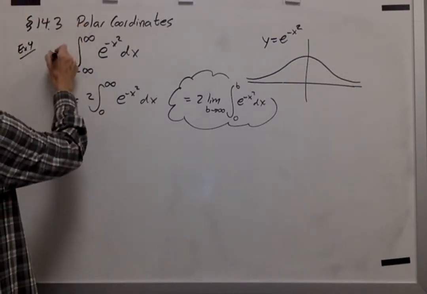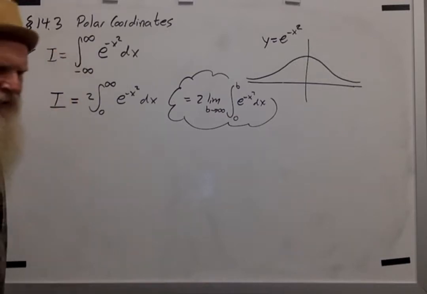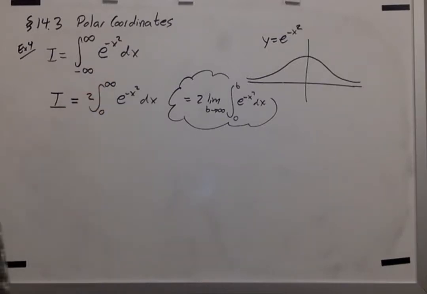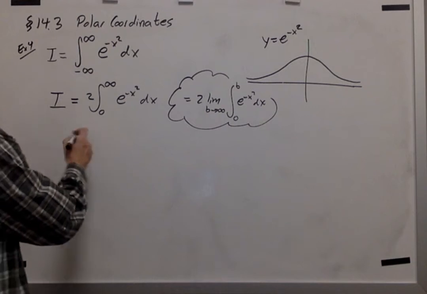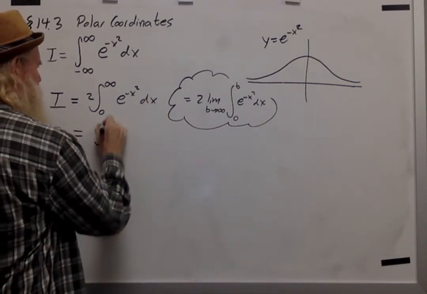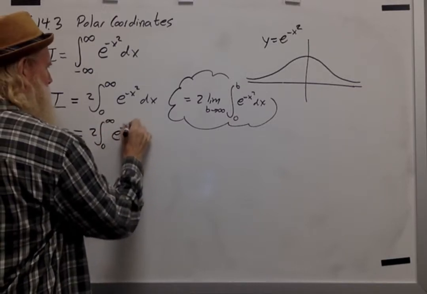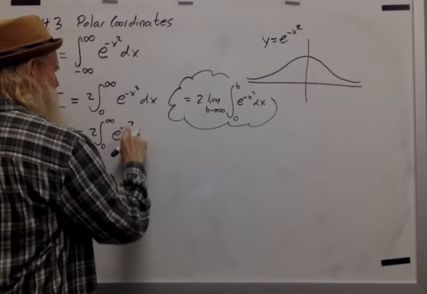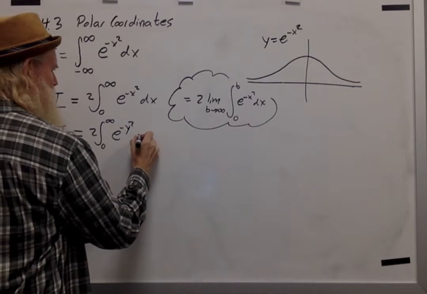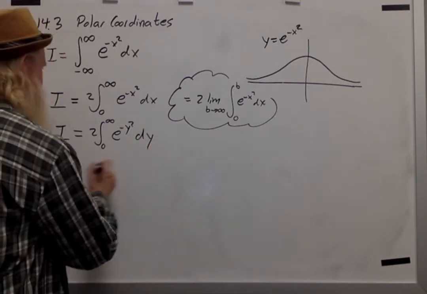So if I call this original integral I, then I have that I is equal to twice the integral from 0 to infinity of e to the negative x squared dx. Now, if I were simply to change the x's to y's in this, that wouldn't change the value of the integral. So I could also say that I is equal to twice the integral from 0 to infinity of e to the negative y squared dy. That didn't seem to accomplish much.